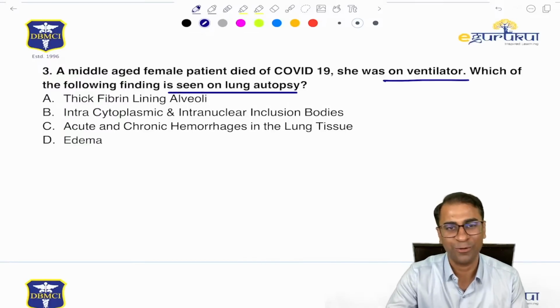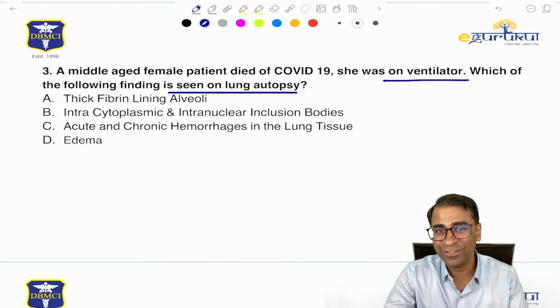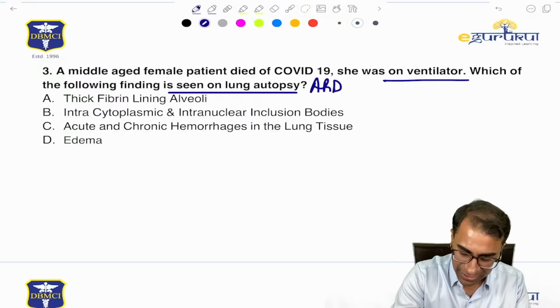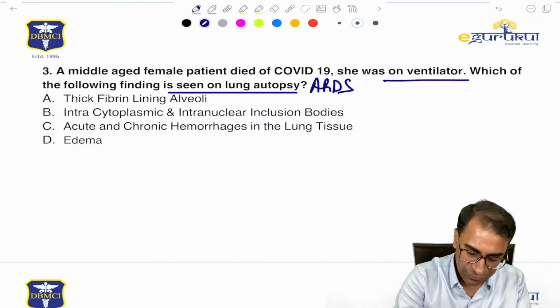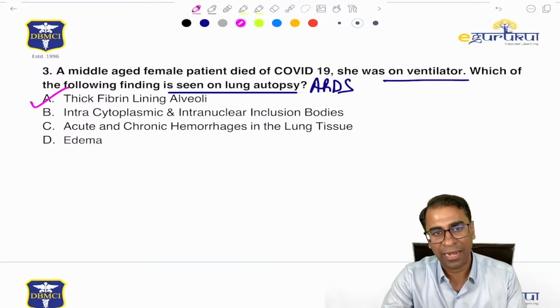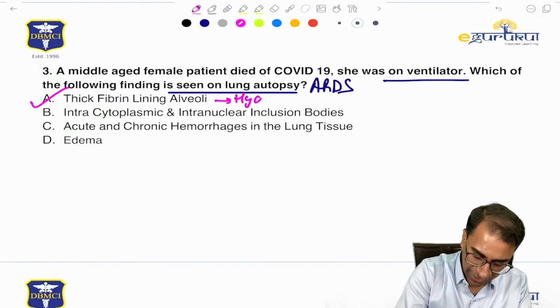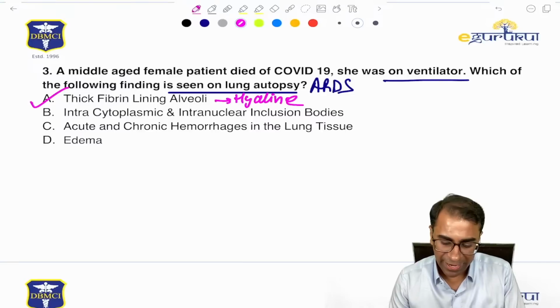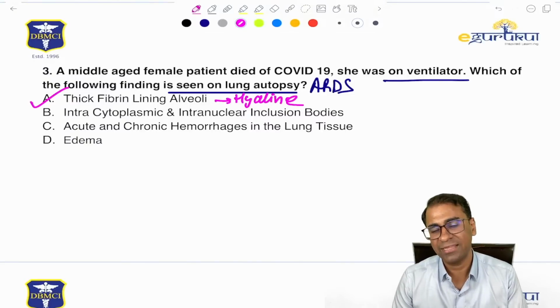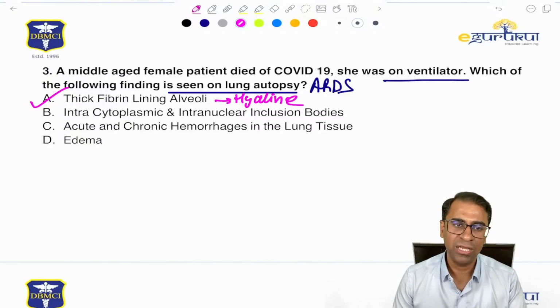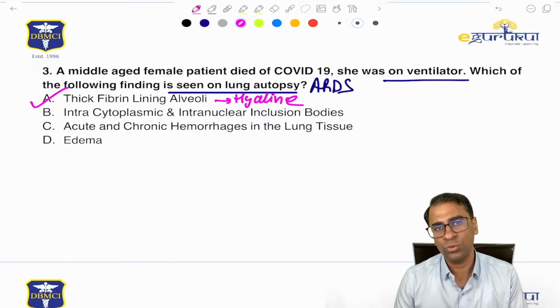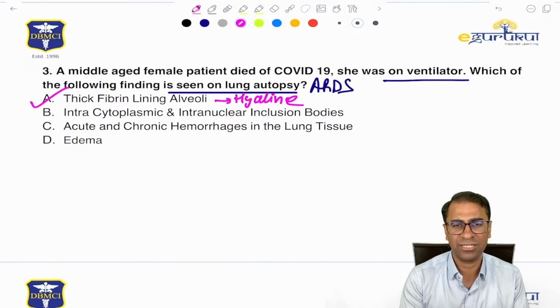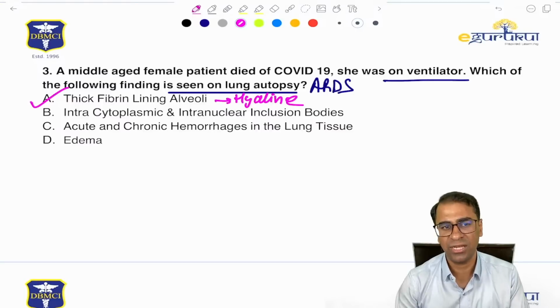Lung autopsy. So this is the case of ARDS. In ARDS, you will actually find a thick fibrin lining the alveoli, and what is this called? Hyaline. Intracellular and nuclear bodies can be seen in infective conditions. Acute and chronic hemorrhage in the lung tissue is seen mostly in pulmonary hemorrhage conditions, in pulmonary hypertension and so on.